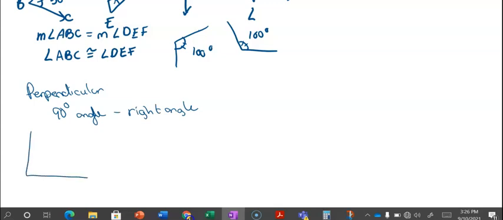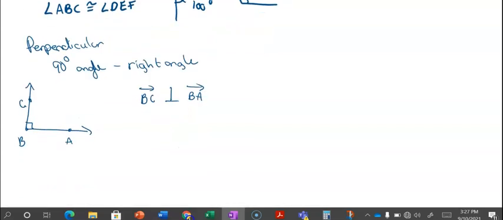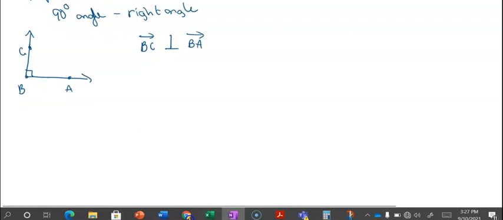So if I have a perpendicular angle, the way I'm going to notate that is I'm going to put a box in the corner. And I also might talk about how if this is B and C, ray BC is perpendicular to ray BA, so that's how I would notate that. So that's perpendicular. And then the last one you might see is parallel. Well, not the last one. The last one I'm going to talk about on this video.